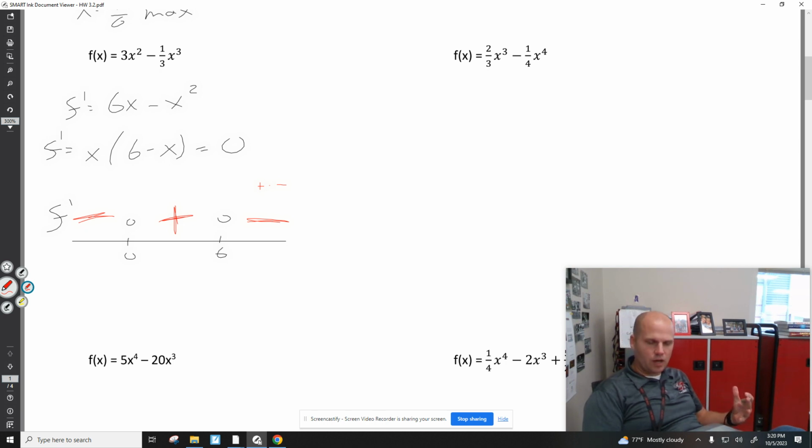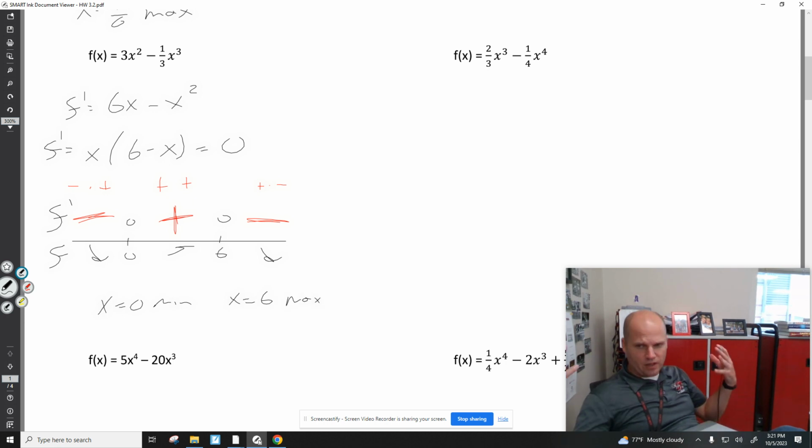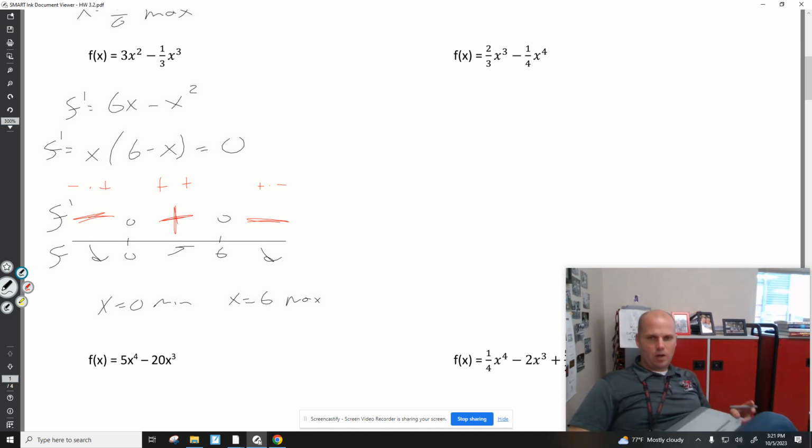If you're uncomfortable with that, use test points. If I plugged in 3, I'd have a positive and a positive. If I plugged in -1, I have a negative times a positive. Okay, now again, what does that tell me? F goes down, goes up, goes down. X equals 0 is a min. X equals 6 is a max. There are other ways to actually figure out that we have maxes and mins at these locations, but this works always for any type of function, which is why we do this.